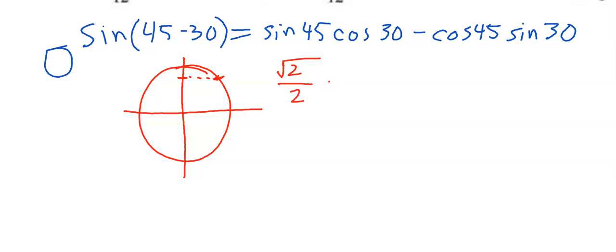If I had a nicer circle, it'd be easier to tell. 30 degrees is over here. How about that cosine? That's pretty close to the edge of the circle. That's positive radical 3 over 2. Cosine 45, that's the x value at 45: radical 2 over 2.